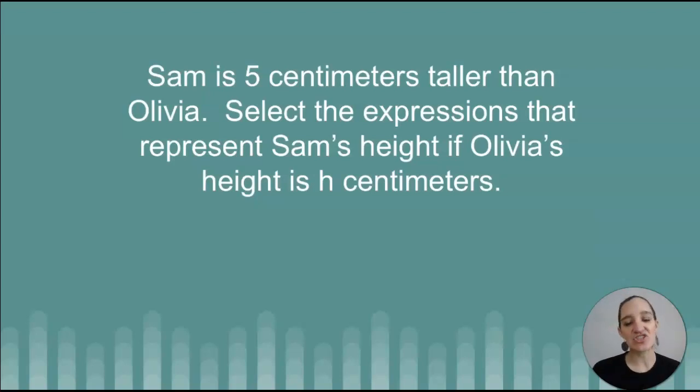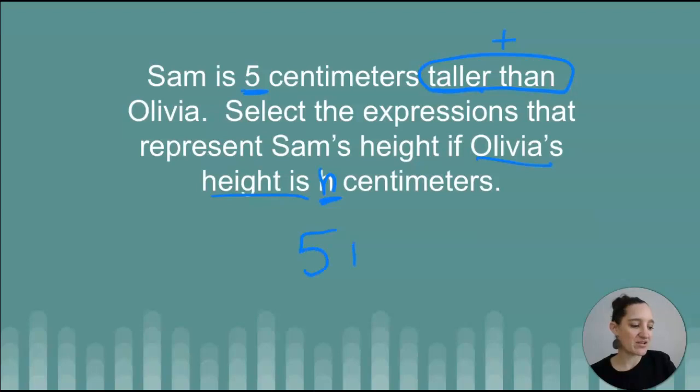Sam is 5 centimeters taller than Olivia. Select the expressions that represent Sam's height if Olivia's height is H centimeters. Okay, we're not going to select the expression. We're actually going to write the expression. Olivia's height, we're going to say, is H. Sam is 5 centimeters taller than Olivia. If you're taller than someone, aren't you going to add your height to theirs? Yeah, so we're going to do plus. So Sam is 5 centimeters taller than Olivia. What are we using for Olivia's height? H. So 5 plus H is Sam's height.